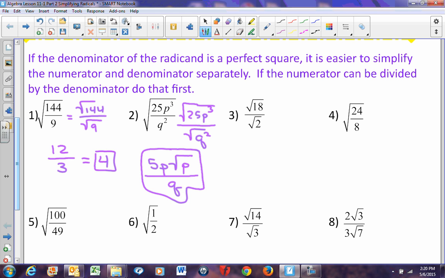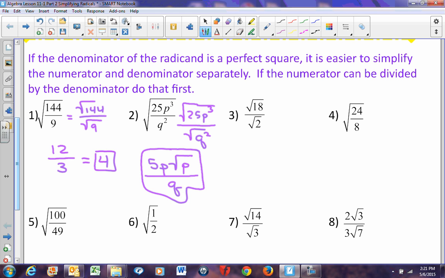It's really, really important that you understand that if you're going to simplify a division problem with radicals, there can be no radicals in the denominator. Okay? You have to make sure there are no radicals in the denominator, no square roots in the denominator.